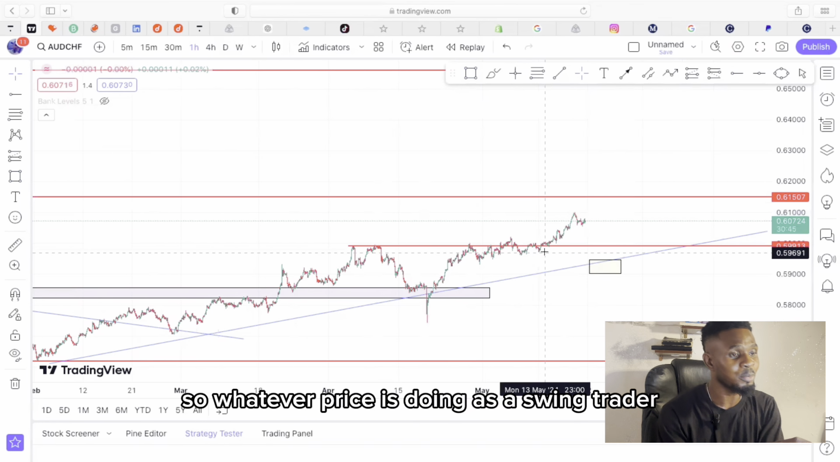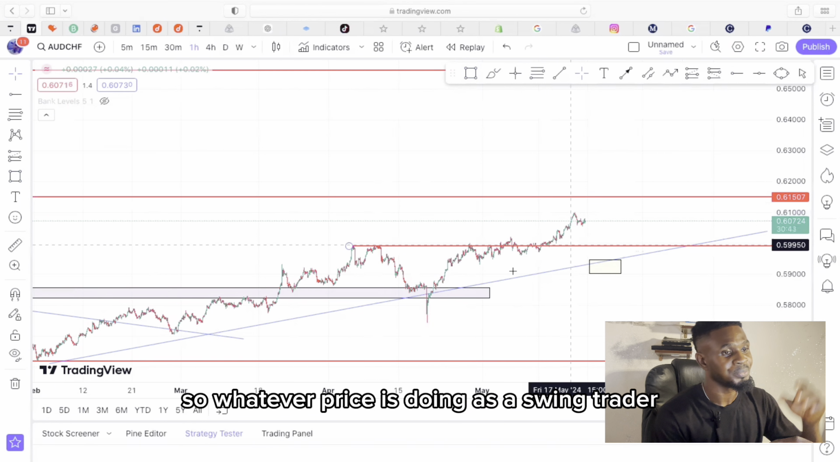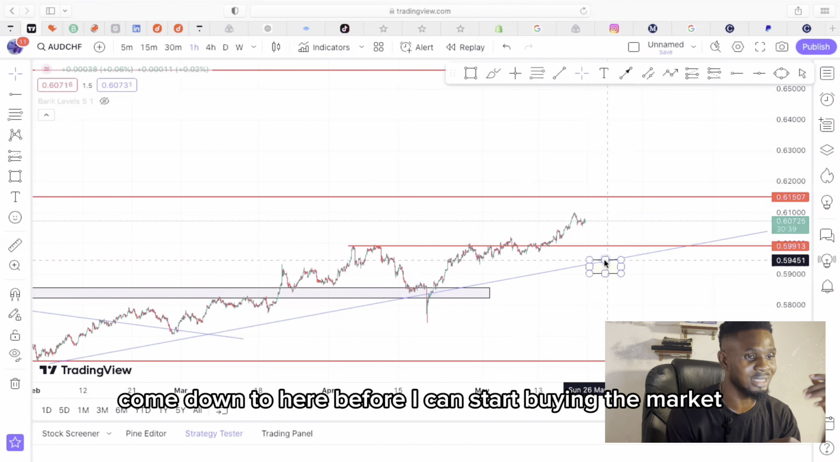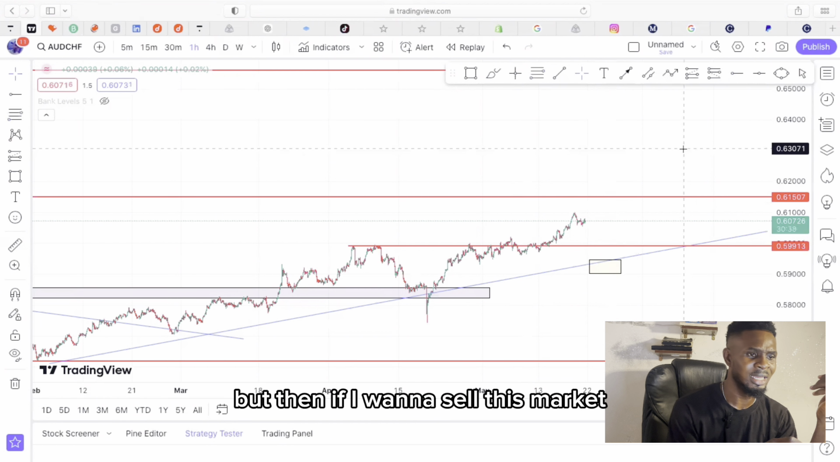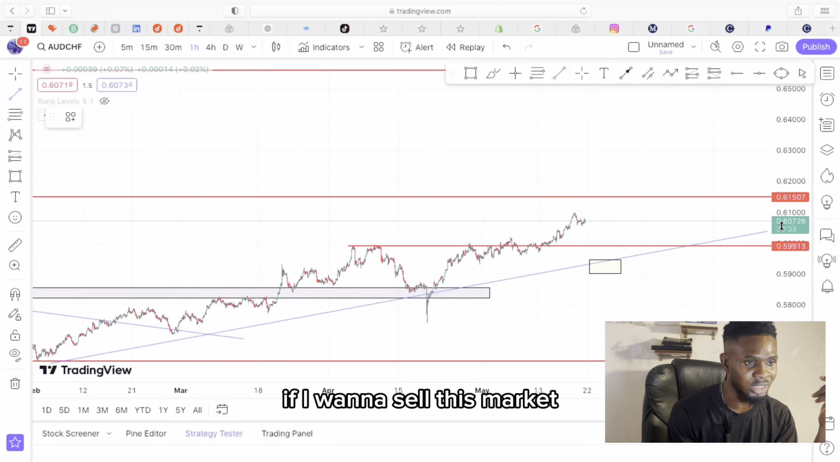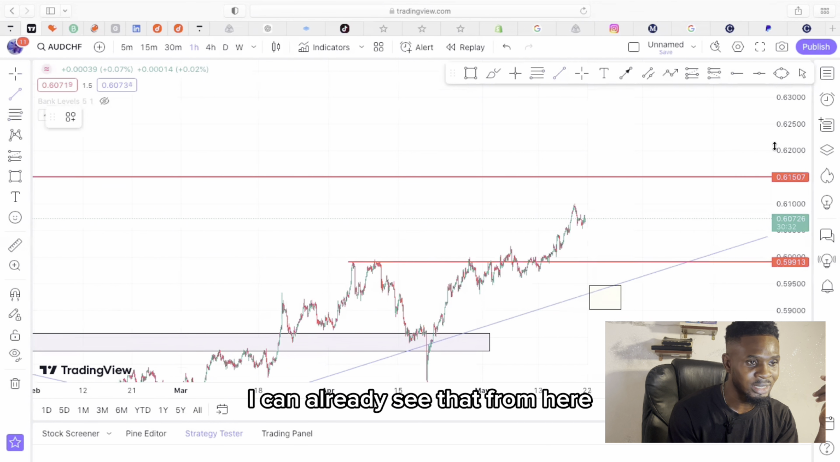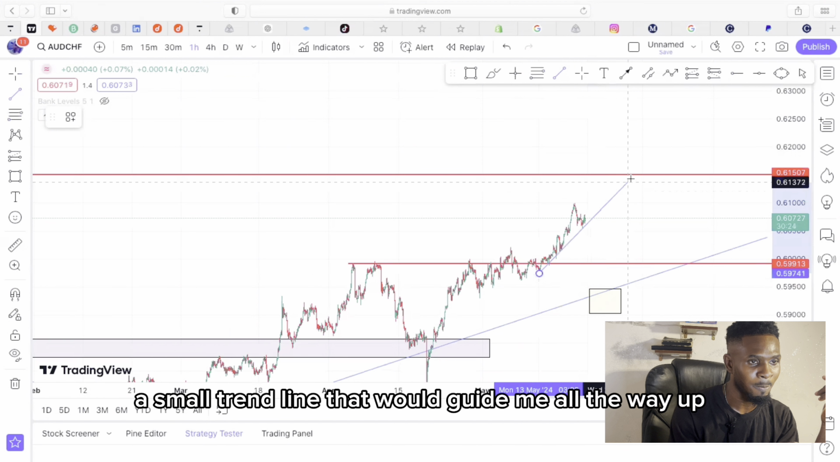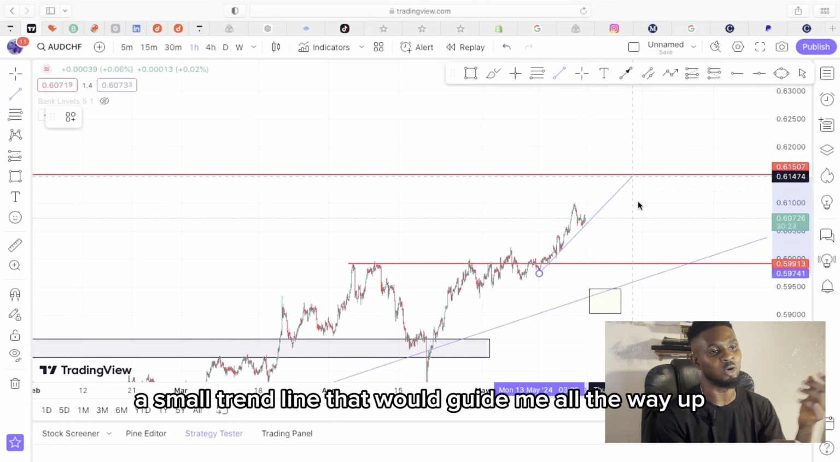So whatever price is doing, as a swing trader, I would want price to pull up to here, come down to here before I can start buying the market. But then if I want to sell this market, I can already see that from here I could plot a small trend line that would guide me all the way up.